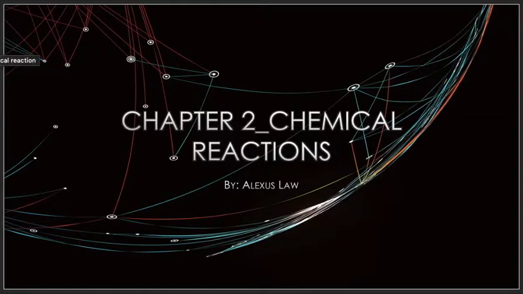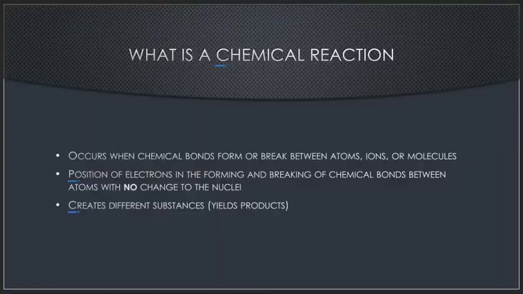First, we're going to start off with what is a chemical reaction. Chemical reactions create different substances which yield products, and they occur when chemical bonds form or break between atoms, ions, or molecules. The forming and breaking of chemical bonds between atoms involves the positions of the electrons, with no change to the nuclei. So in a chemical reaction, we have reactants and products.